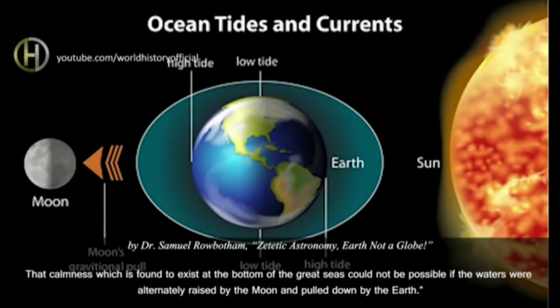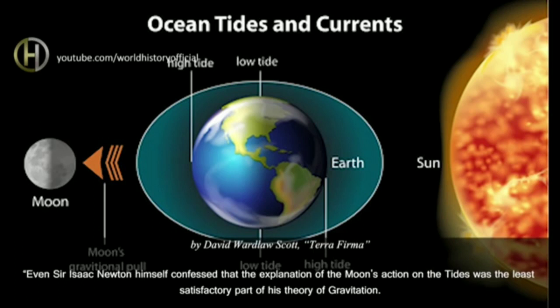That calmness which is found to exist at the bottom of the great seas could not be possible if the waters were alternately raised by the moon and pulled down by the earth. By Dr. Samuel Robotham, Zetetic Astronomy, Earth Not a Globe. Even Sir Isaac Newton himself confessed that the explanation of the moon's action on the tides was the least satisfactory part of his theory of gravitation.